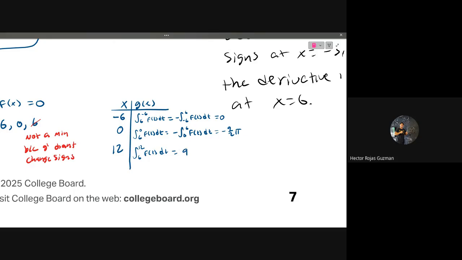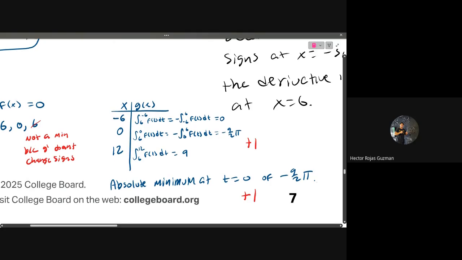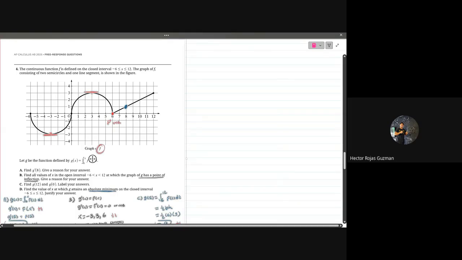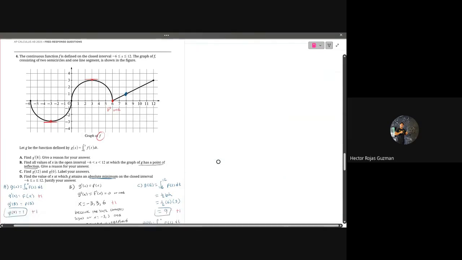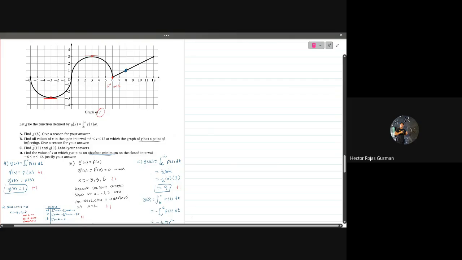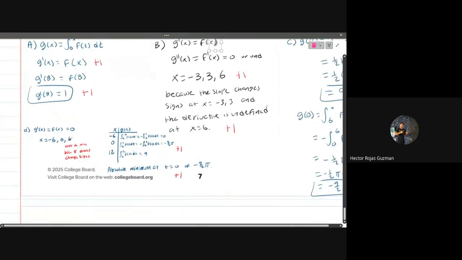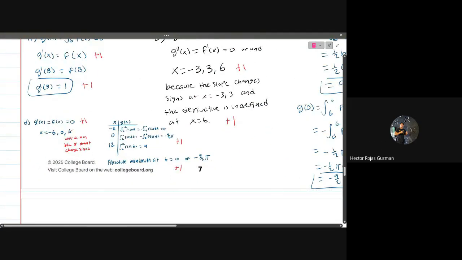So that settles it. We have an absolute minimum at t is equal to 0 of -9/2 pi. You get 1 point for the answer. You get 1 point for considering the critical points and the endpoints. And you get 1 point, if I wrote this correctly, for setting the derivative equal to 0.